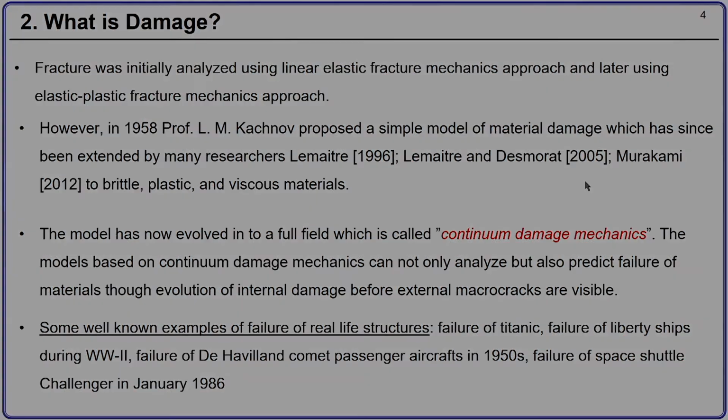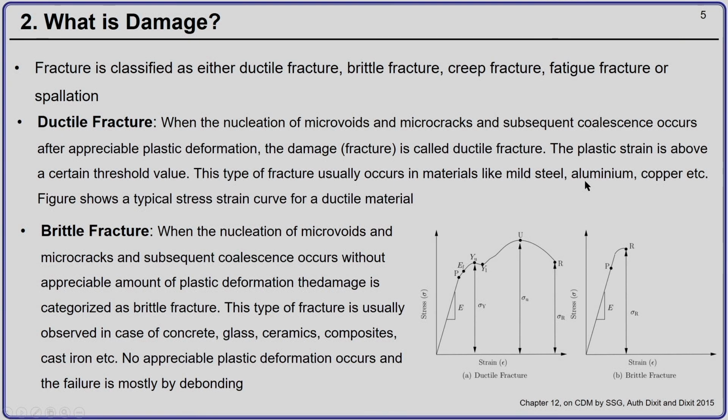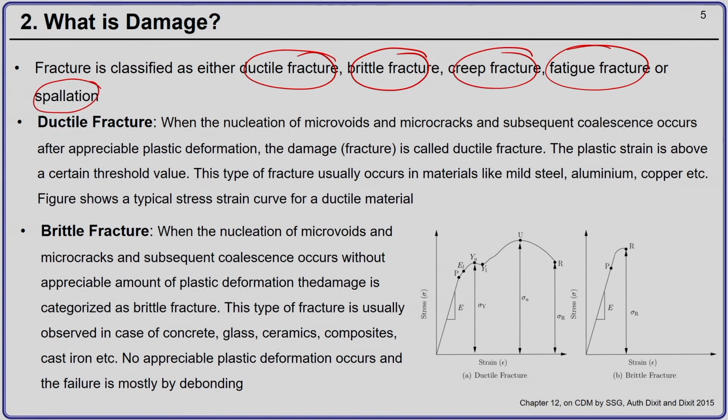Okay. Now, fracture can be classified into what is called ductile fracture, brittle fracture, creep fracture, fatigue fracture, and spallation. Although these can be categorized into either of the first two, we have kept them separate and we just call them 5 different cases.